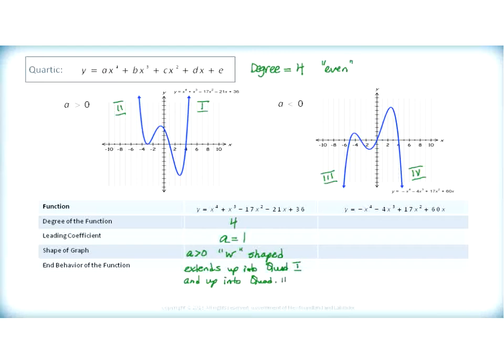In the other example, we have the function y equals negative x to the power of 4 minus 4x cubed plus 17x squared plus 60x. The degree of the function is 4. The leading coefficient in this example is negative 1. And because the value of a is less than 0, the graph of the quartic function will be in the shape of an M. The graph extends down into quadrants 3 and 4.